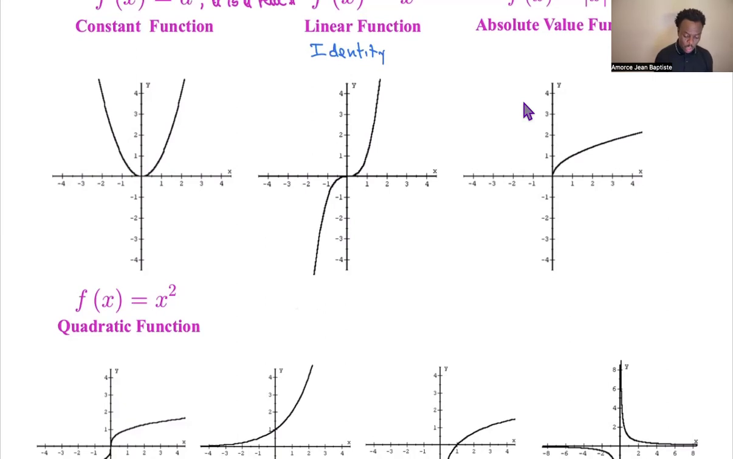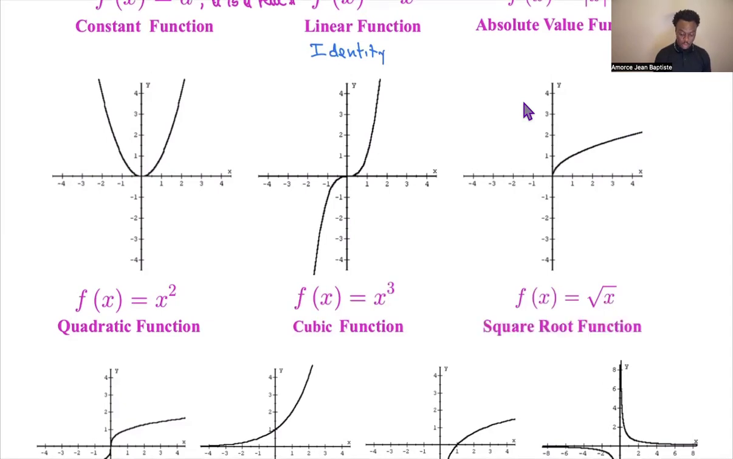Next function, it looks like an S or whatever you want to call it, and that's a cubic function. F of x equals x cubed. Cubic function. We're looking at this. That's going to be the square root function. F of x equals the square root of x. And then, like I said, the function is the square root function.